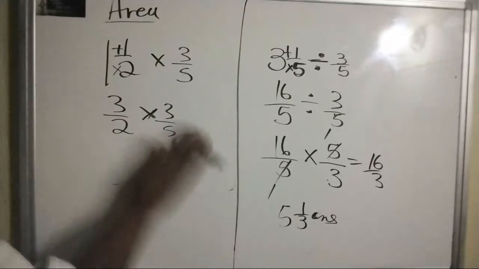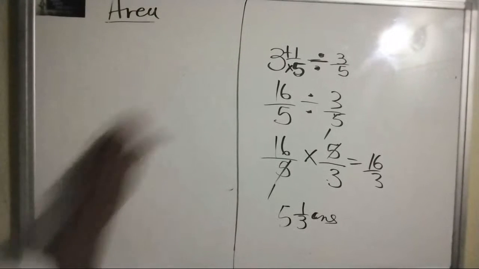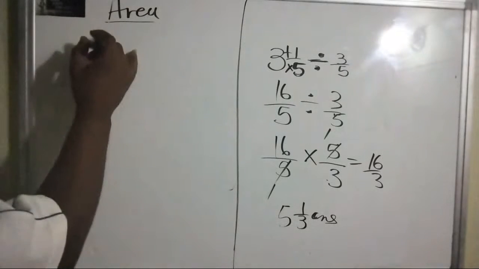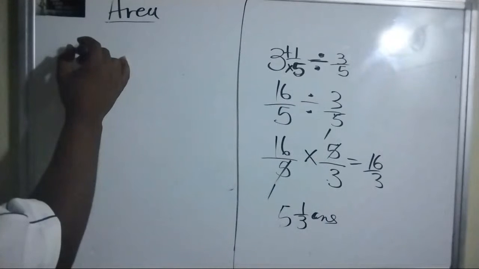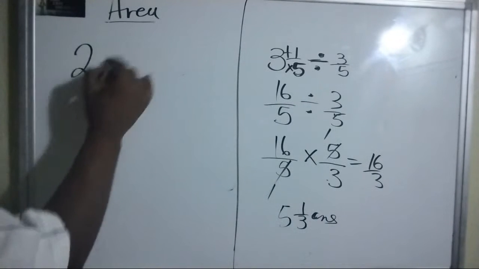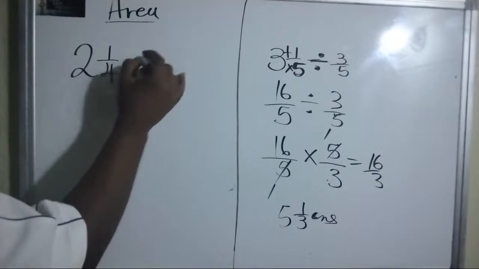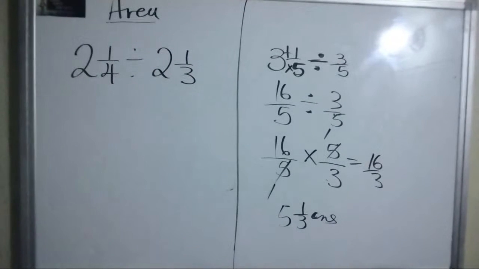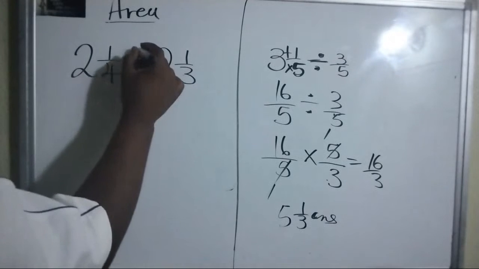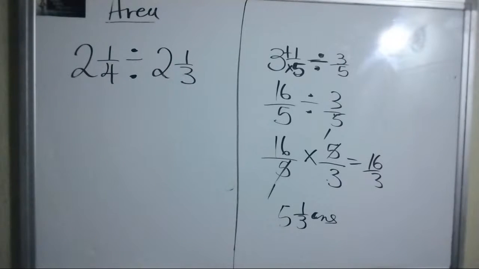One more division, because some persons are struggling a bit, and then we'll look at some algebra. So it's 2 1/4 divided by 2 1/3. Let's see how you guys angle that one.